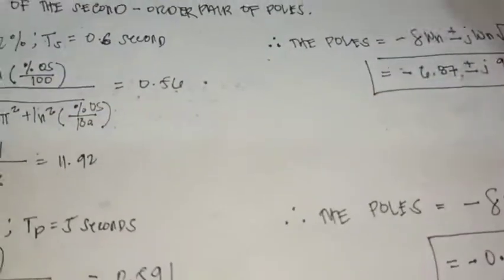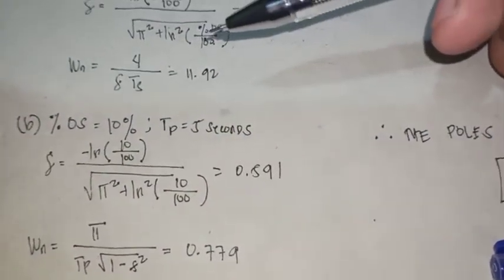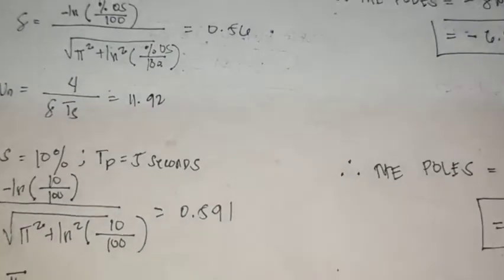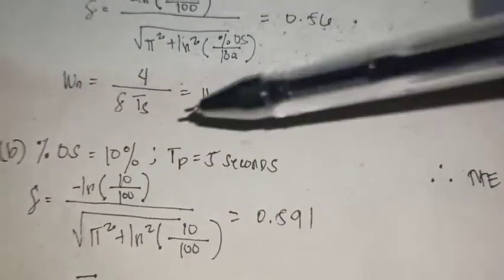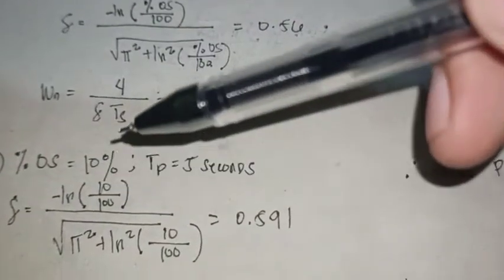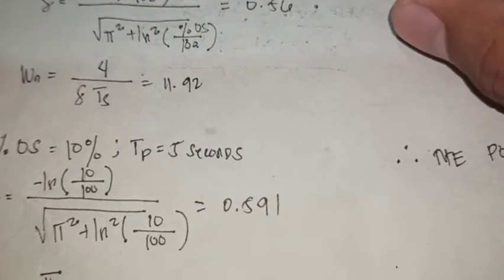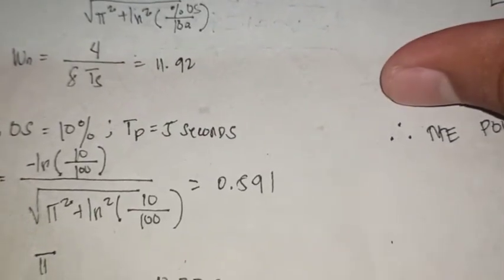Next is B. The overshoot percentage is now 10%. The given time is different: it is no longer the settling time but the peak time, equal to 5 seconds. We still get the damping ratio from the overshoot percentage using the same formula: negative ln of 10 over 100, over square root of pi squared plus ln squared of 10 over 100, equals 0.591.